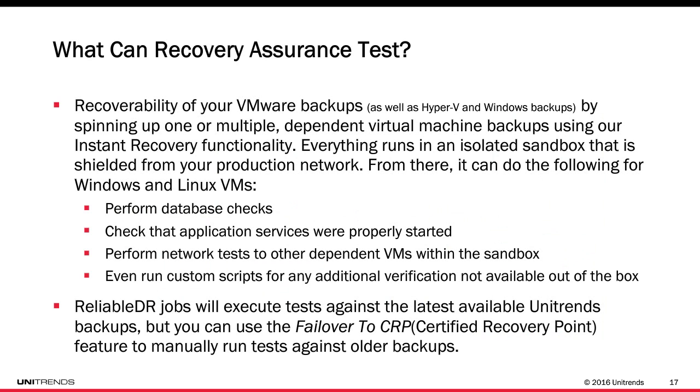So what else can we do with recovery assurance technology? We can test a lot of different things because essentially what we're doing is we're spinning up your VMs in a sandbox environment that allows us to do different things on it. By spinning up one or multiple virtual machines using our instant recovery functionality, we can validate, whether it's a Windows or a Linux VM, that we can perform database checks. We can check that the application services were properly started. We can perform network tests to other dependent VMs within the sandbox.